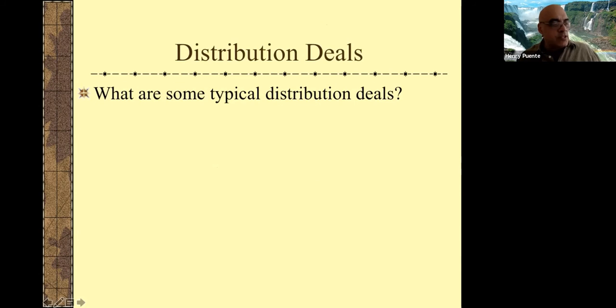Okay, so typical distribution deal. Mind you that there's all sorts of distribution deals that take place in the music industry. I'll give you three of them, but really the main one is a production deal. Again, that's a production deal. That's really the main one.